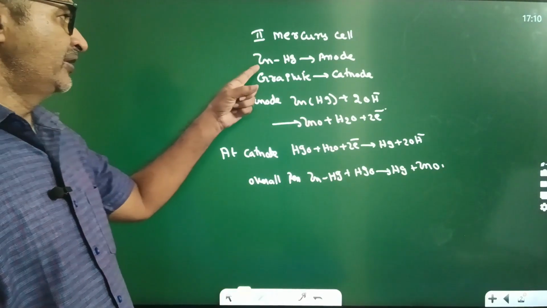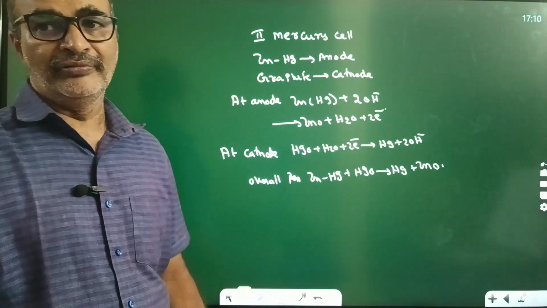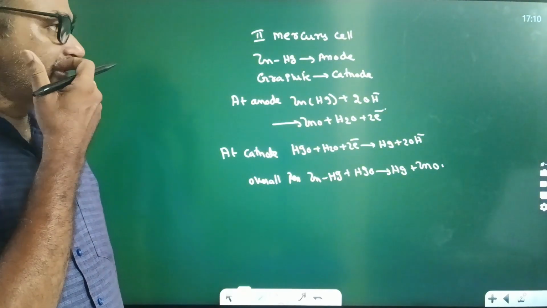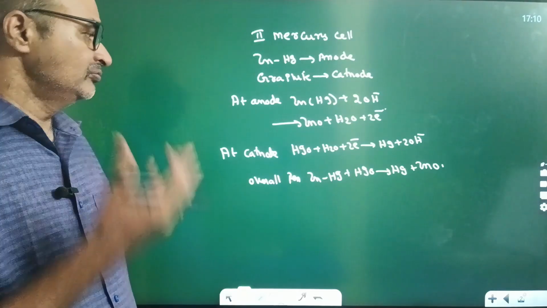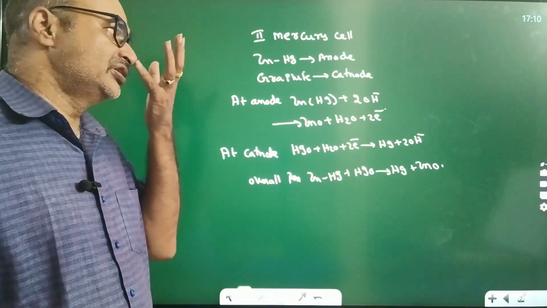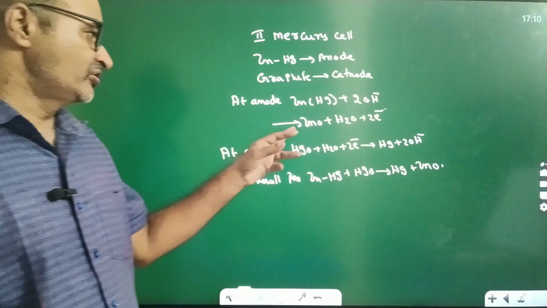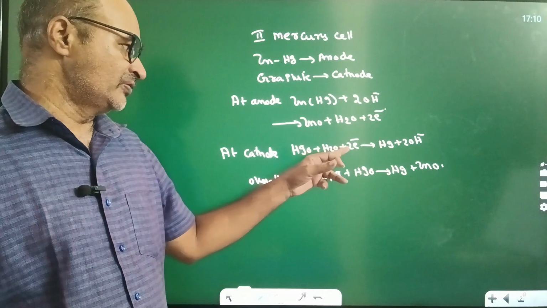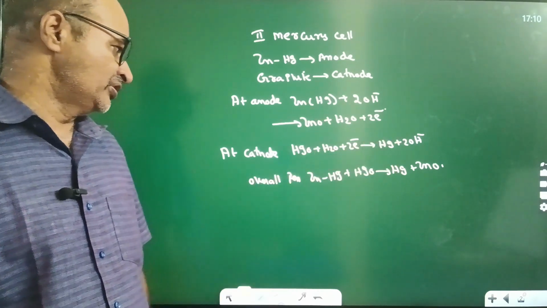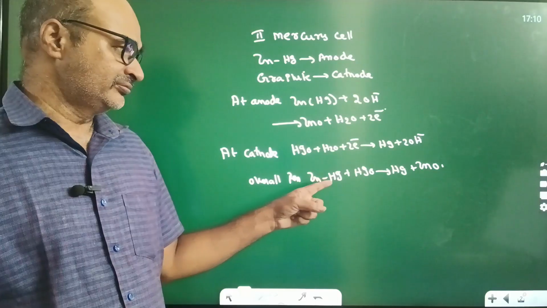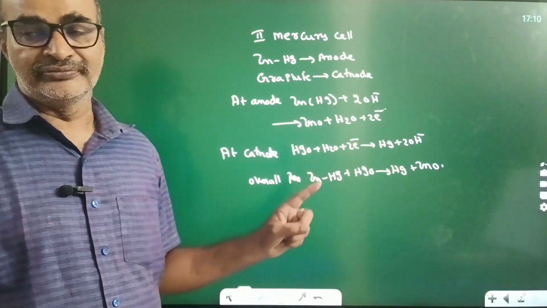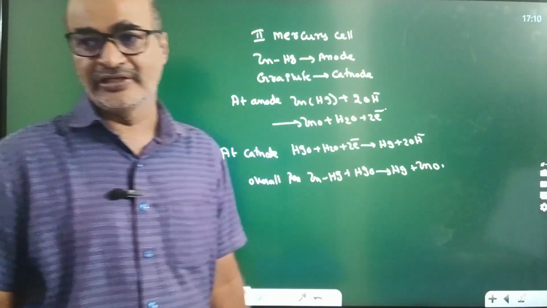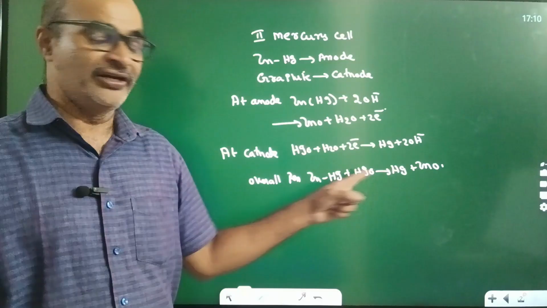I repeat, zinc mercury is an amalgam. When a metal is combined with mercury, it is called an amalgam. Zinc mercury is the anode, graphite is the cathode. At the anode, ZnHg plus 2OH- gives rise to ZnO plus H2O plus 2 electrons. At the cathode, HgO plus H2O plus 2 electrons gives rise to Hg plus 2OH-. This is the overall reaction. This cell maintains steady current.